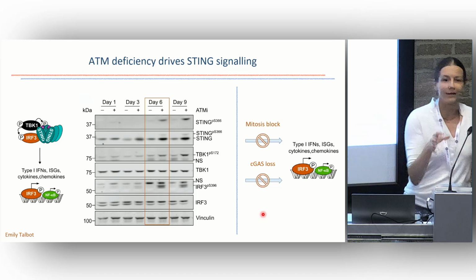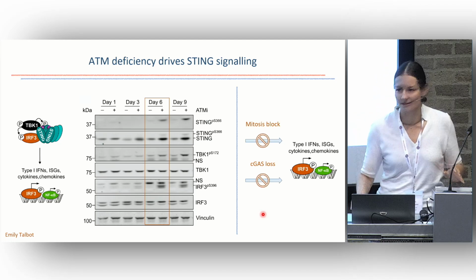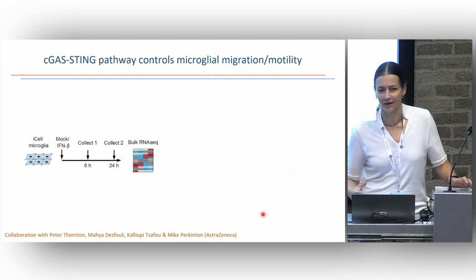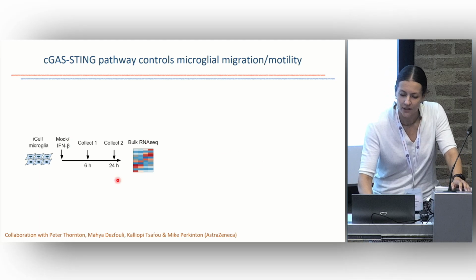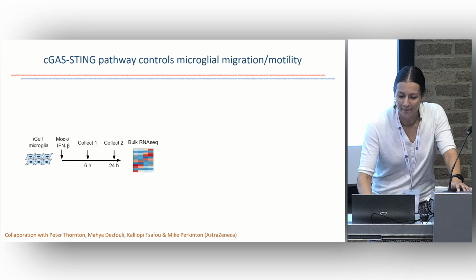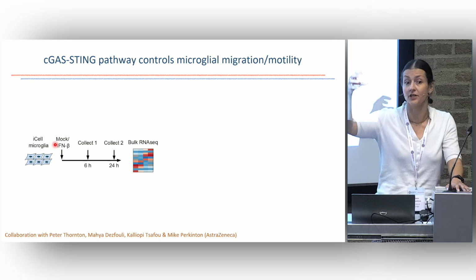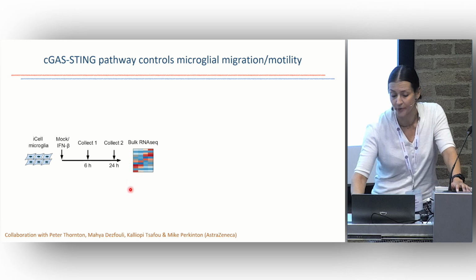So now going back to our microglial phenotype after all this diversion, I think we had chemotaxis left, right? So you can see where I'm going. I'm just going to tell you now that cGAS-STING controls chemotaxis, and indeed it does. This is a collaboration with the AstraZeneca team led by Mike Perkington, who's here in the audience. And what they've done is they've taken microglial cells, treated them with interferon beta, so receptor-driven activation of type 1 interferon response, and analyzed cells by bulk RNA sequencing at a couple of different time points.